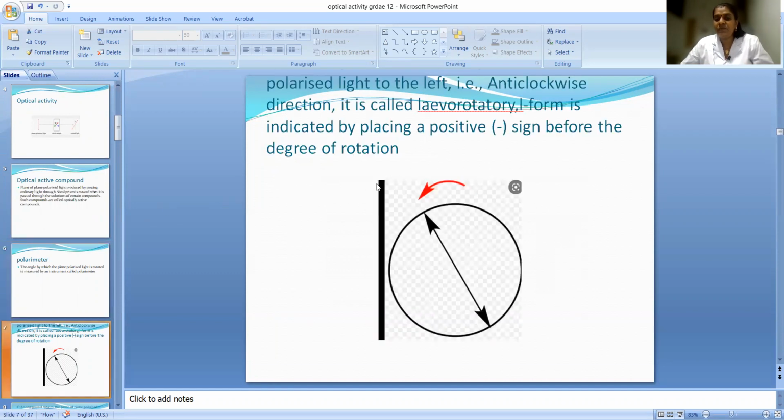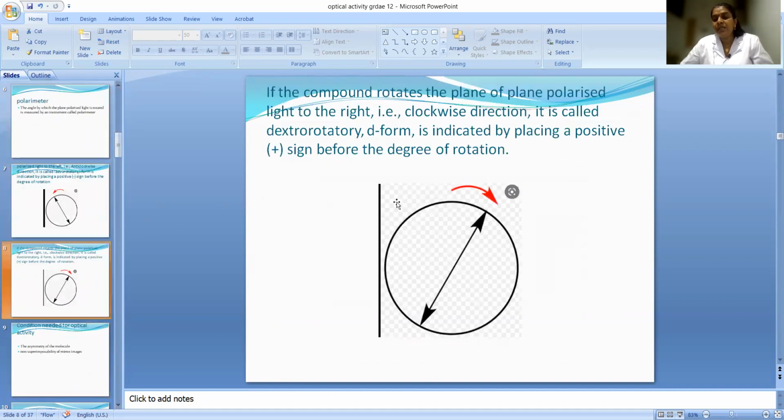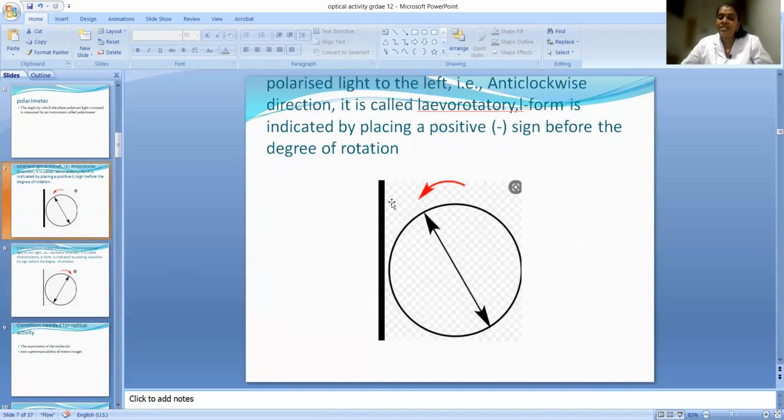Now let us see how the rotation will be. Suppose this is the plane of the polarized light before, and the plane polarized light is passing through the substance. If the substance is rotating the plane of the polarized light to the right, then that substance is called dextrorotatory or D form, and it is indicated using a plus sign. If the substance is rotating the plane of the polarized light to the left, then it is called levorotatory or L form, and it is indicated using a negative sign.